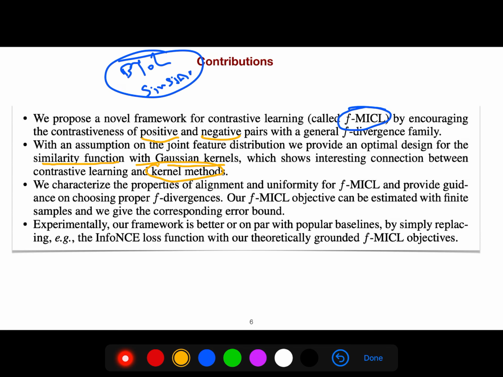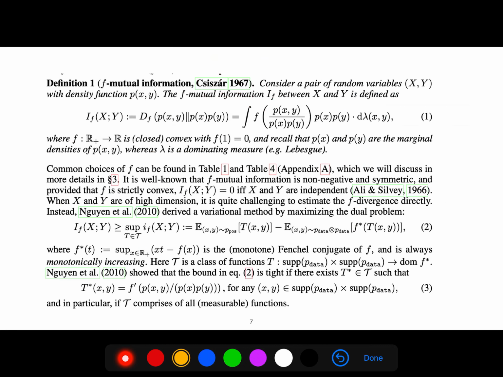And they characterize the properties of alignment and uniformity for F-mutual information and provide guidance in choosing proper F-divergences. And the objective of FMICL can be estimated with finite samples, and experimentally their framework is better than popular baselines by simply replacing the InfoNCE loss with the FMICL objectives.